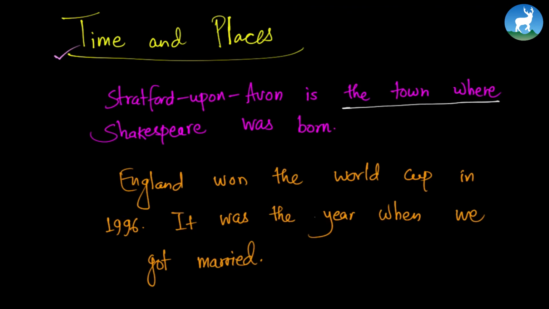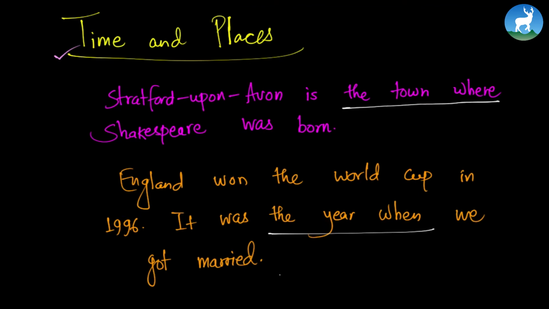Now let's go to the second example. England won the World Cup in 1996. It was the year when we got married. So it was the year when we got, or simply the year when. So this got is not necessary, by the way. We can simply write the year when. So England won the World Cup in 1996. It was the year when we got married. But we can leave out the relative pronoun when.